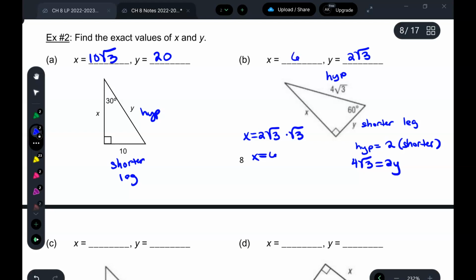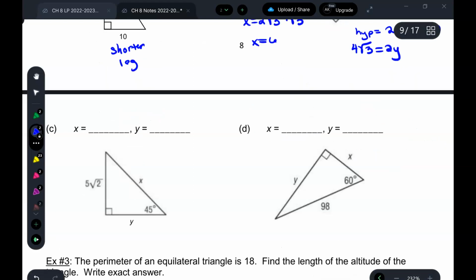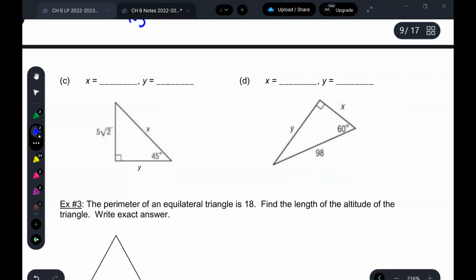If a is the shorter leg, then y is a times root 3, because the longer side is root 3 times the length of the shorter. You just have to memorize those. Okay, all right. C, this is a 45, 45, 90.